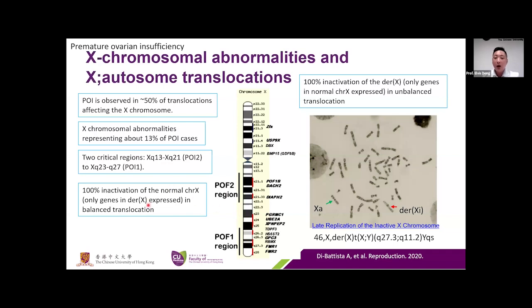And then the two critical regions might be merged into one critical region, from Xq13 to Xq27. One very important mechanism is that in females with balanced chromosomal translocation between chromosome X and an autosomal chromosome, there is roughly 100% inactivation of the normal chromosome X. That means only the genes in the affected chromosome will express. But the scenario is different in cases with unbalanced translocation involving chromosome X, which will typically express the genes located in the normal chromosome X.